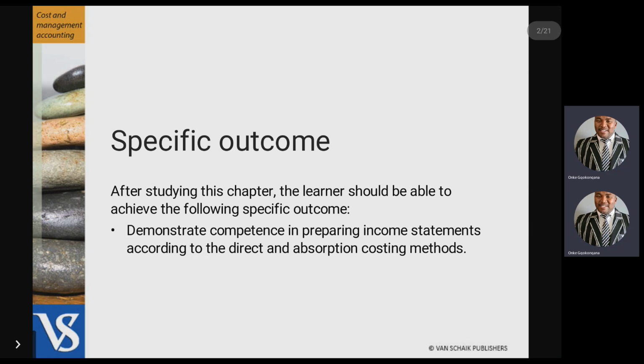The outcome of this chapter is for you to be able to display the competency on how to prepare these financial statements according to the two methods, that is your direct and absorption costing methods.